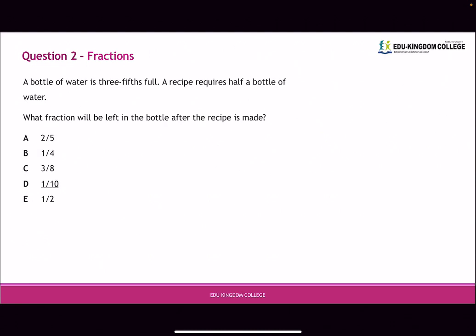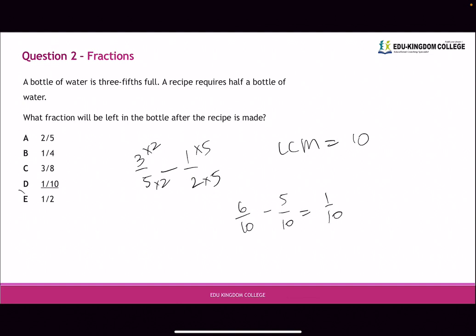Now for question 2, a fractions question, not too hard. A bottle is 3/5 full, and then you subtract half from it because they use half a bottle of water. So we find the lowest common multiple, which is the smallest number that 2 and 5 go into, which is 10. We make the denominators 10, so times 2 and times 5. We should get 6 over 10 minus 5 over 10, which should give you 1/10. That should give you D.